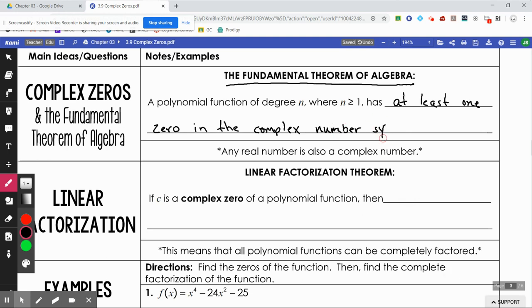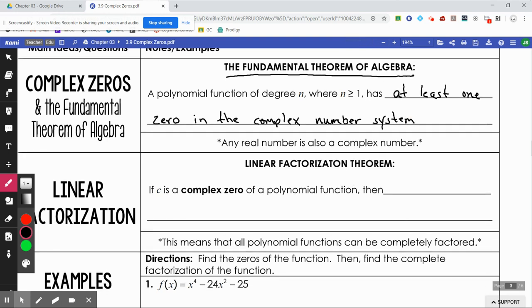Sometimes we fail to tell you enough that a real number, any real number, is also a complex number. Complex numbers include all imaginaries, all reals. Complex numbers is pretty much every number that you've dealt with, including the imaginary. So if you have an n greater than or equal to 1, even if it's linear, you're going to have at least one zero in the complex number system.